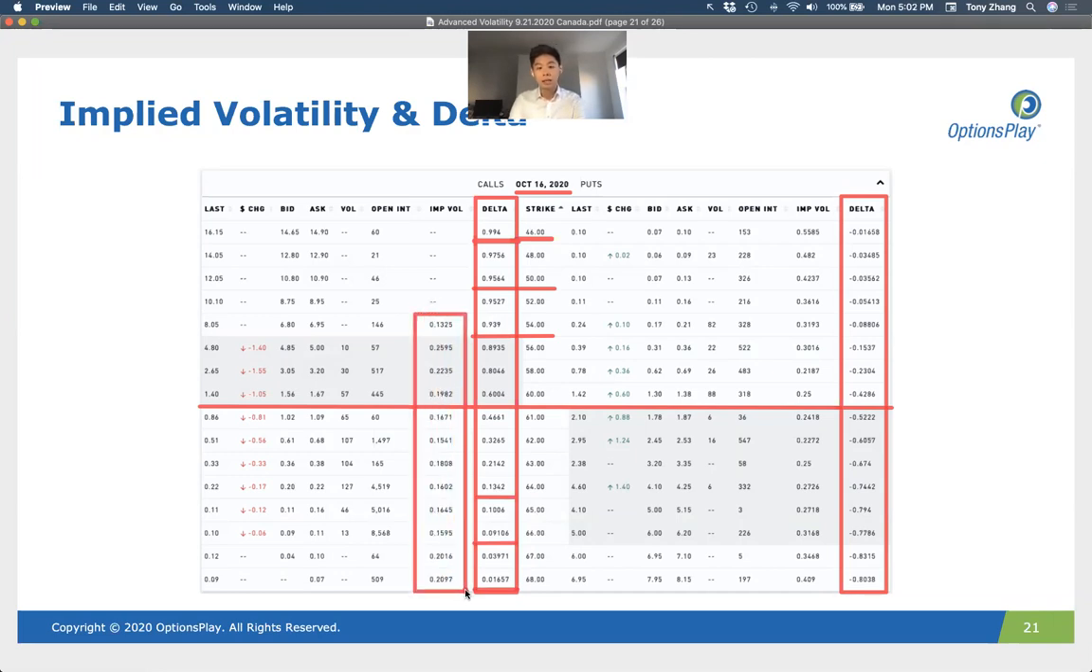The implied volatility gives us a sense for what is the future expected volatility, and that helps us calculate the probability of a stock being at a certain price sometime in the future.